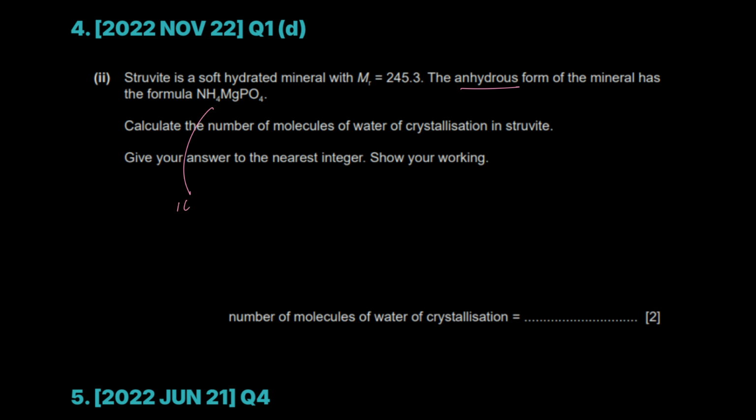Can you calculate the anhydrous mass as well? NH4: nitrogen is 14, hydrogen is 1, times 4 because you have 4 hydrogens, plus Mg is 24.3, plus phosphorus is 31, and oxygen is 16 times 4. Please have a periodic table by your side and let me know if I'm making any mistake. That gives me 137.8. So this is the anhydrous mass, and the hydrated mass is 245.3. If I subtract 137.8 from it, what do I get?